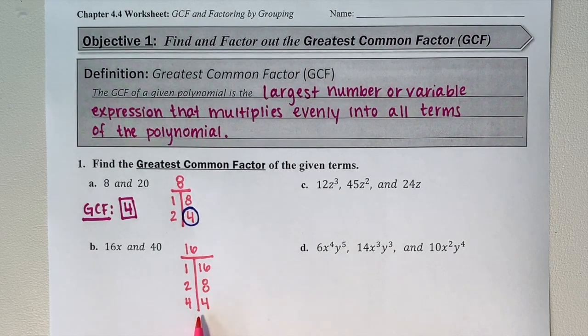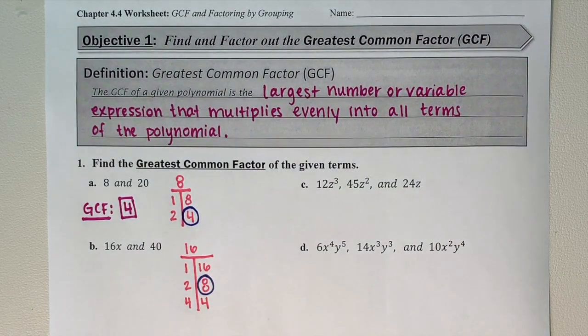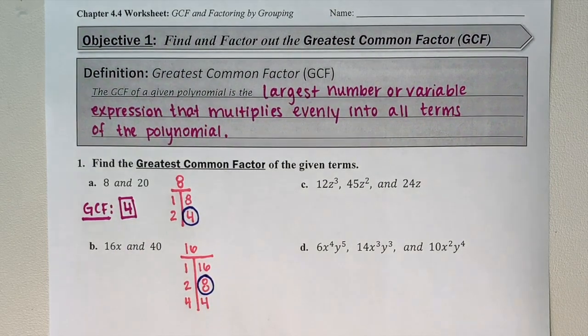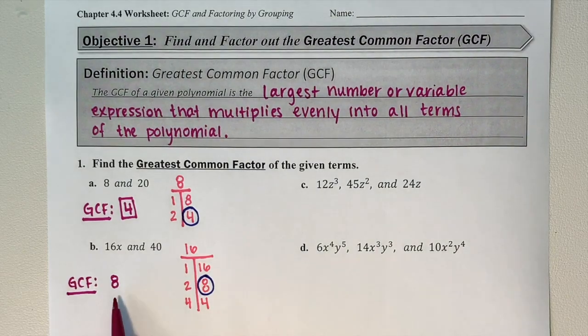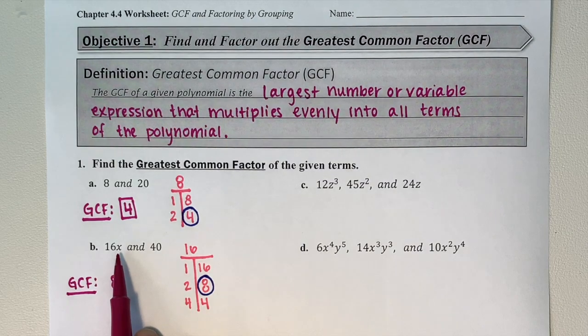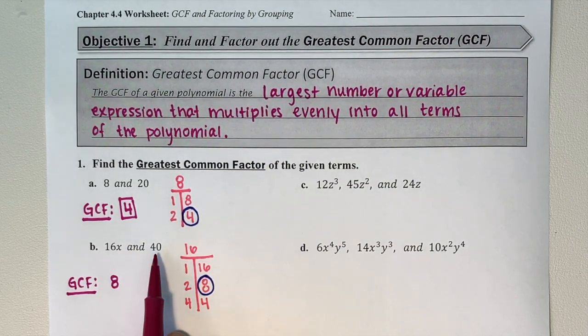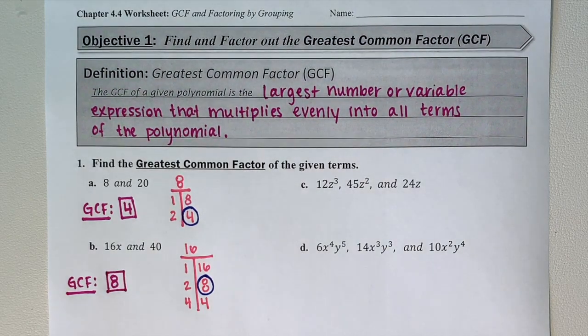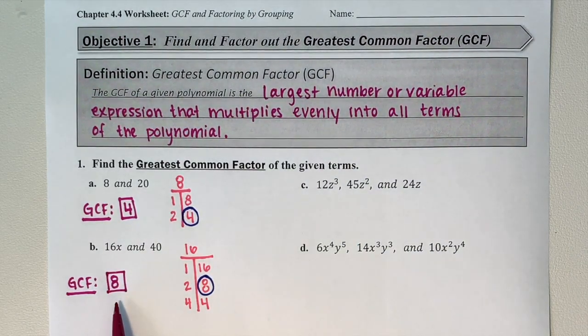Now we want to find the greatest common factor between 16 and 40. So what's the largest of these numbers that also multiplies into 40? 8 is the largest number that multiplies into both 16 and 40. So let's start by saying that our GCF is 8. Now notice here that we have an x. So x multiplies into 16x, but since there's no x attached to the 40, that means that x wouldn't multiply evenly into 40. So we do not want to put an x in our GCF. So the greatest common factor between 16x and 40 would be 8.